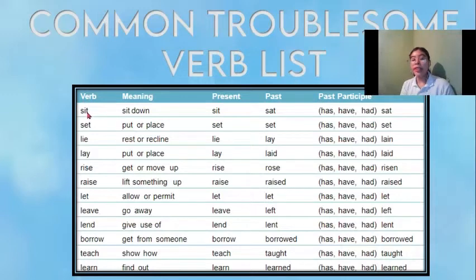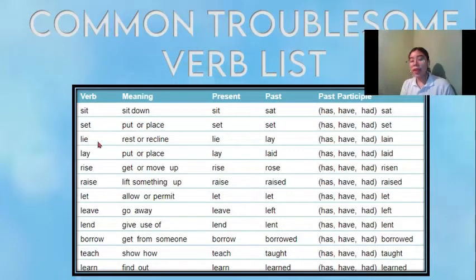The first verb is sit. The meaning is sit down. The present is sit, the past is sat, and the past participle is sat. Then we have the verb set, which is to put or place. The present is set, the past is set, and the past participle is set.